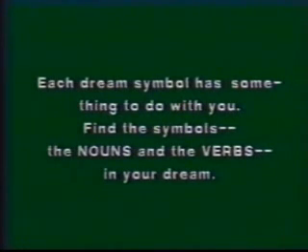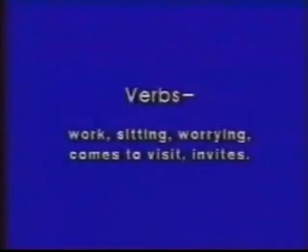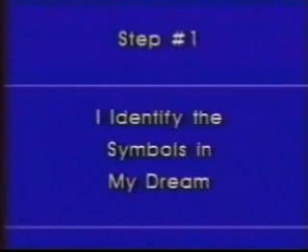Write down a list of the nouns and the verbs in your dream. In my dream, for example, I list the nouns insurance company, desk, stack of papers, Mary, flower, and lunch, and the verbs work, sitting, worrying, comes to visit, and invites. You can also link these words with their modifiers if you like. For example, a beautiful red flower and teasingly invites. I identify the symbols in my dream.